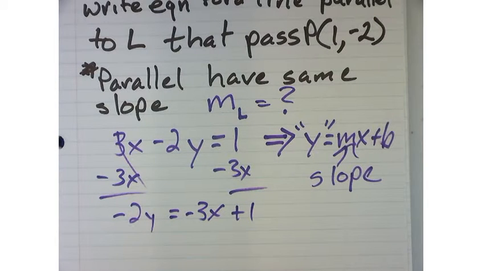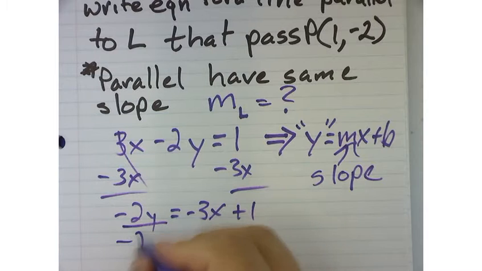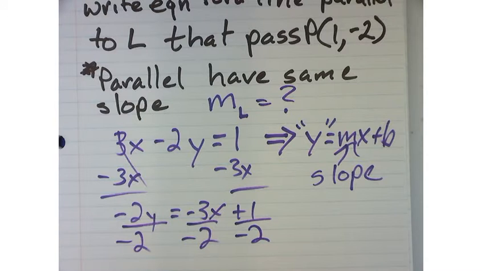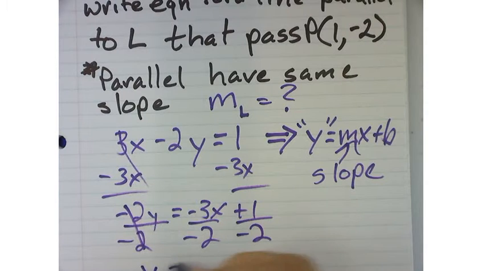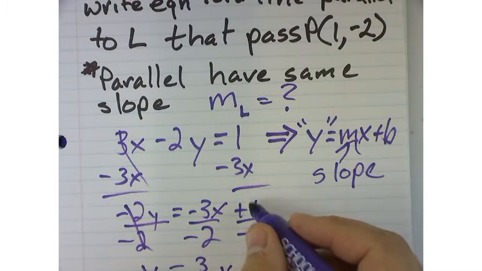Is y by itself yet? Nope. So I need to get rid of the -2y. I'll just add 2 to it, right? Why can't I do that? Yeah, I have to do the opposite. So -2y means -2 times y, which means the opposite would be to divide. But remember that when we multiply or divide, we have to do it for every single term in the equation or inequality. So these will reduce down to 1. 1 times y is y. This simplifies to positive 3/2 because the negatives cancel. And then I have a plus 1 over a -2.